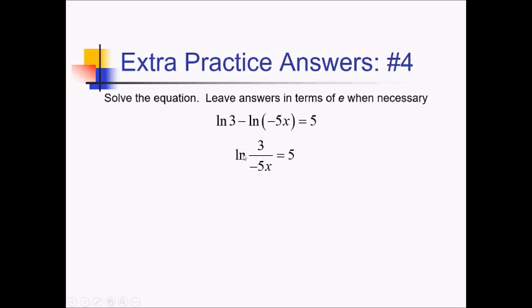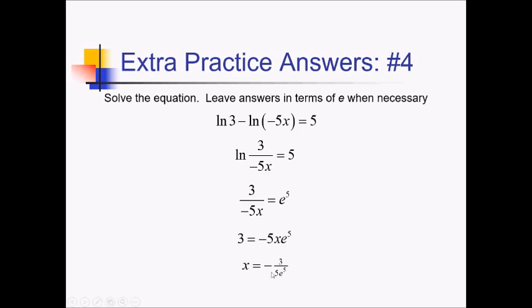Next, to get rid of this ln, I'm going to raise the base, which is e, to both sides. So that just leaves me with 3 over negative 5x on the left. And on the right side, I've got e to the 5th power. So to solve for x now, I'm going to start by multiplying both sides by negative 5x just to get that out of the denominator. And then I'm just going to divide by everything that's not x over on the right side here. So this is going to end up being x equals negative 3 over 5 e to the 5th.